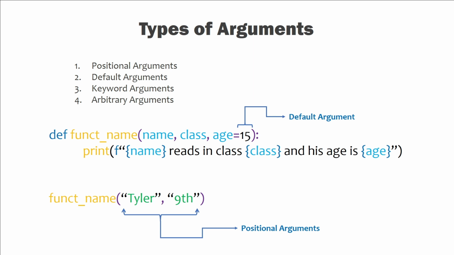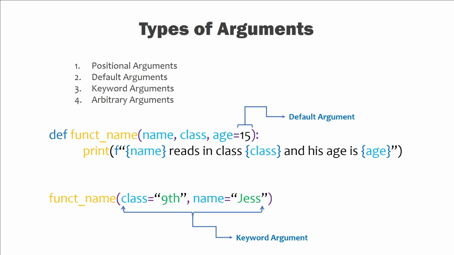Now let's talk about keyword arguments. So this is an example of keyword argument. We call the parameter name first and then we pass the argument. And that's why in keyword arguments we are not bound to follow the parameters' order, since we are explicitly defining the parameter name and its argument.